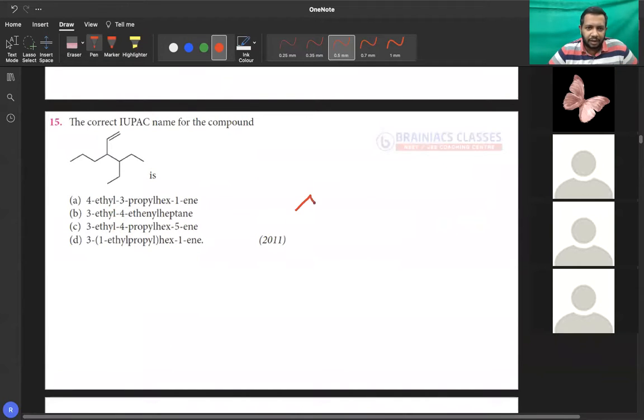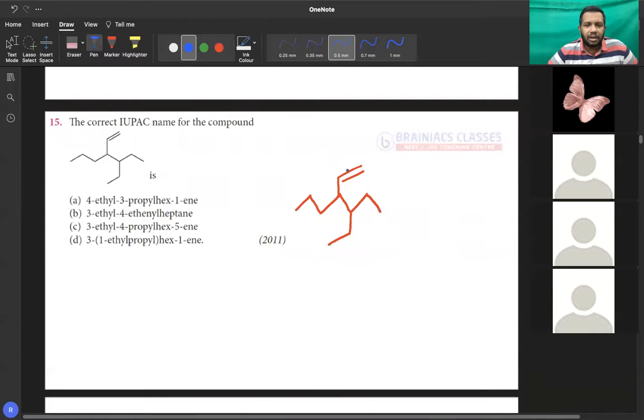So let's redraw the figure. You have something like this. Okay, all of you take a pen and paper. Please do it along with me. So you have a structure like this. Then you have a double bond like this. Now I should put the numbering.